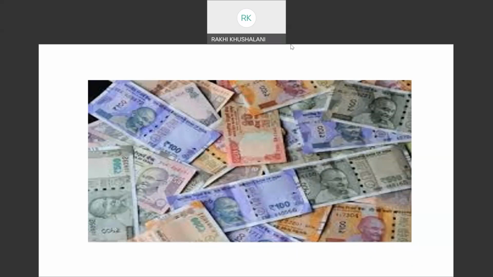Now, in this evaluation two, we are going to start with the chapter that is money. Obviously, you are seeing around an image with lots of money there: 500 rupees note, 100 rupees note, 10 rupees, 200, and so on, 20 rupees, and so on.